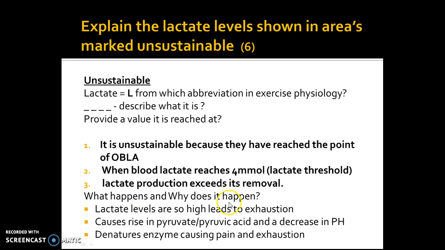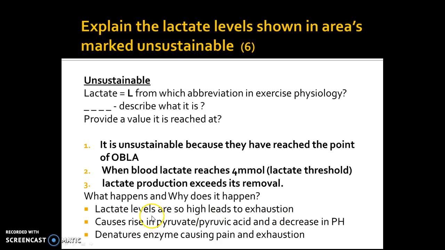Now what happens as a result of OBLA being reached, that value happening, and then the production exceeding the removal speed? This is what happens. The lactate levels are so high it leads to exhaustion. Okay, now where does this exhaustion come from? This is when people just absolutely had it, knackered.